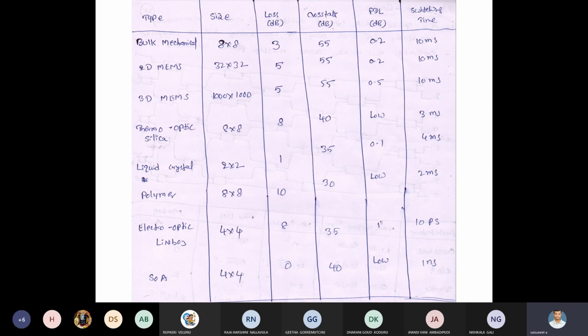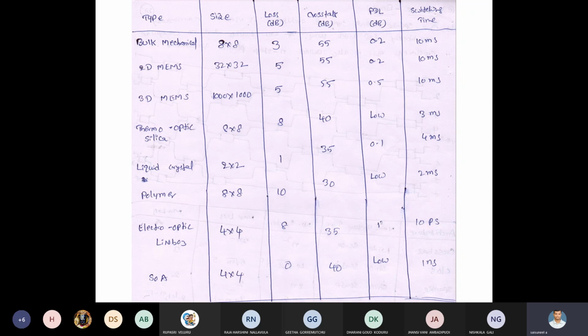Next parameter is loss. How much loss we are getting from input to output. It is in terms of dBs. For bulk mechanical it is 3, for 2D MEMS it is 5, for 3D MEMS it is 5, thermo-optic silica is 8, liquid crystal is 1, polymer is 10, electro-optic is 8, and SOA is 0.